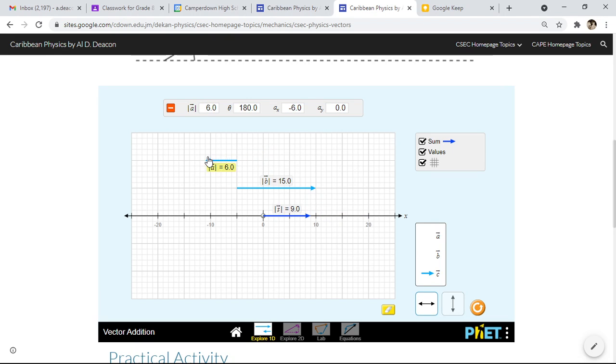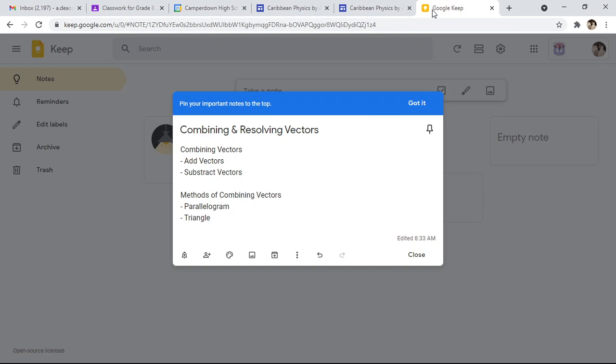What I can do, I can turn it around now, and I can add them still. This I'll take as positive, I take this as negative. So positive B plus negative A gives me 9. And we would have called this a subtraction, while if I have them going in the same direction, they would be addition. So we subtract vectors when they are going in different directions, and we add them when they're going in the same direction, basically. Alright, so we went through that.